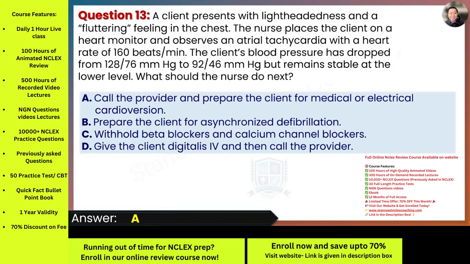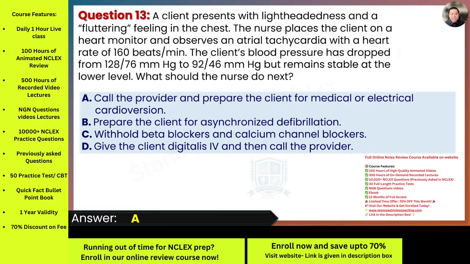And so this led to the client reporting dizziness and fluttering feeling in the chest. Now, why is A the correct answer? Well, whenever a client is symptomatic and the heart rate is excessively high, which is over 150, such as in this case, cardioversion is the necessary intervention to restore the normal rhythm to avoid further complications, such as hemodynamic collapse.